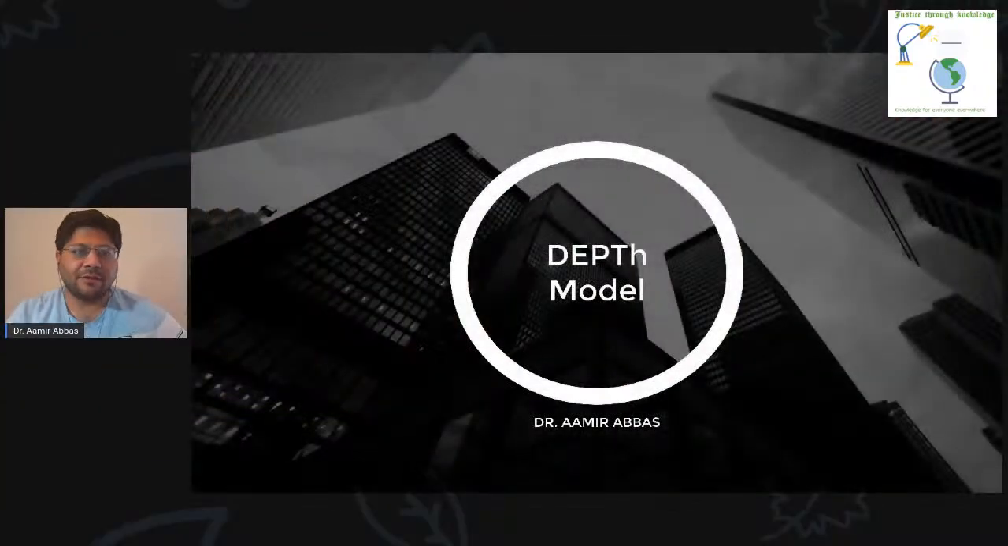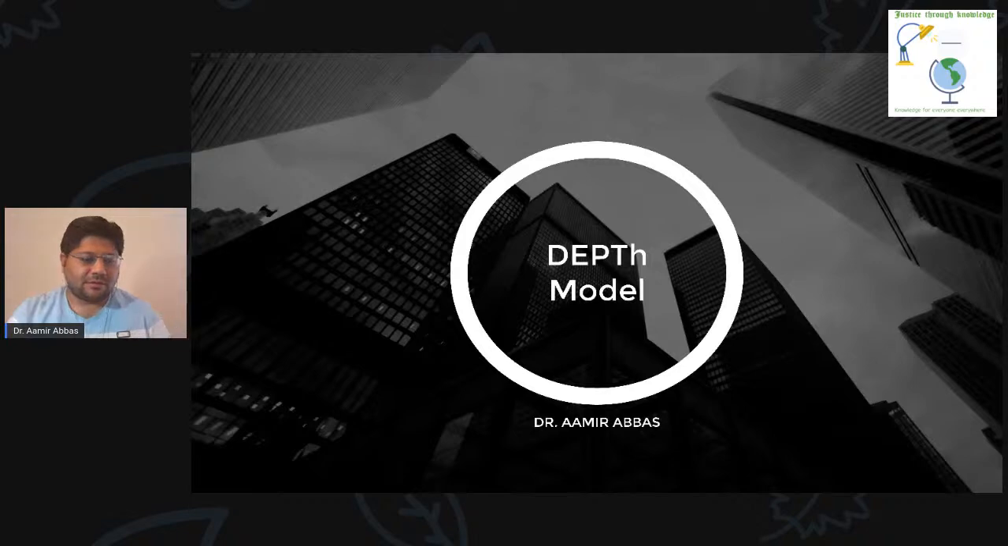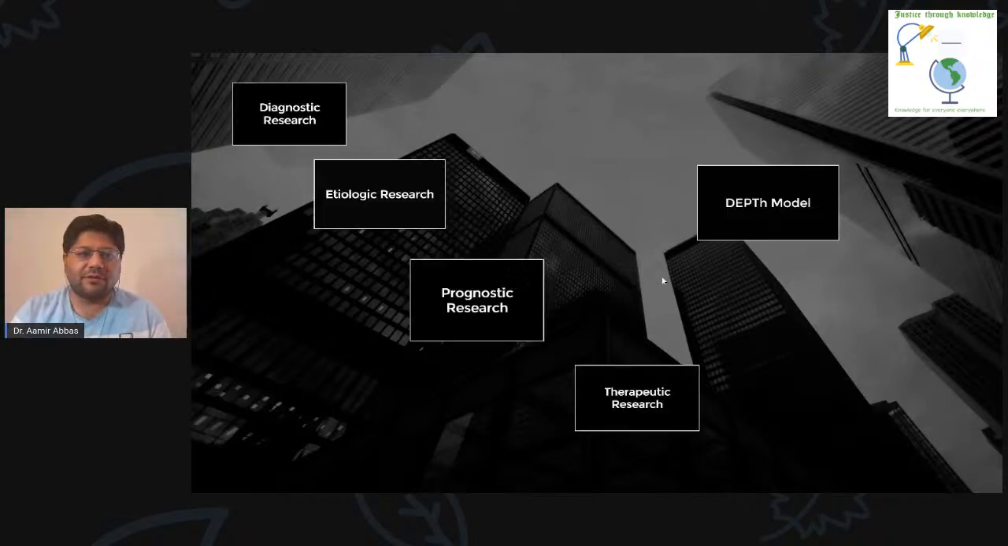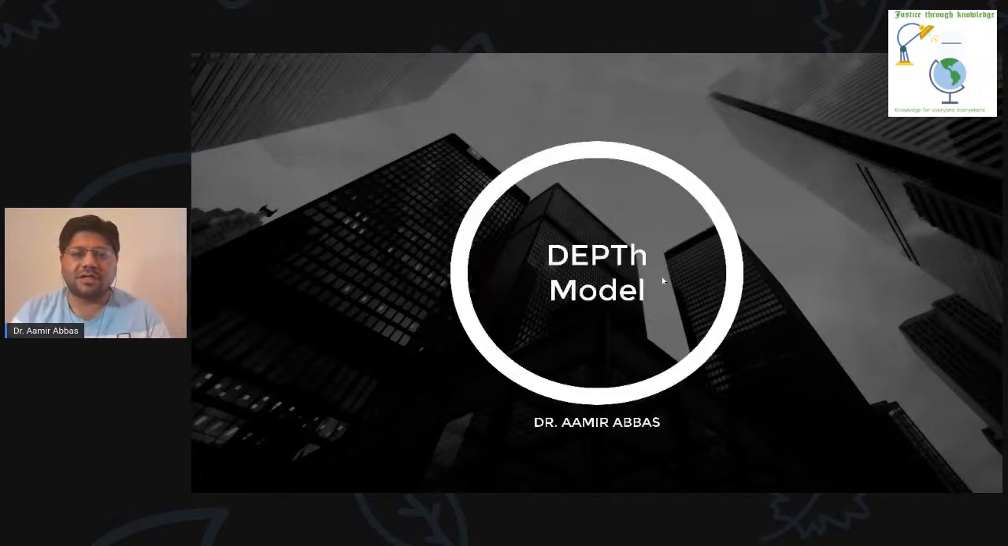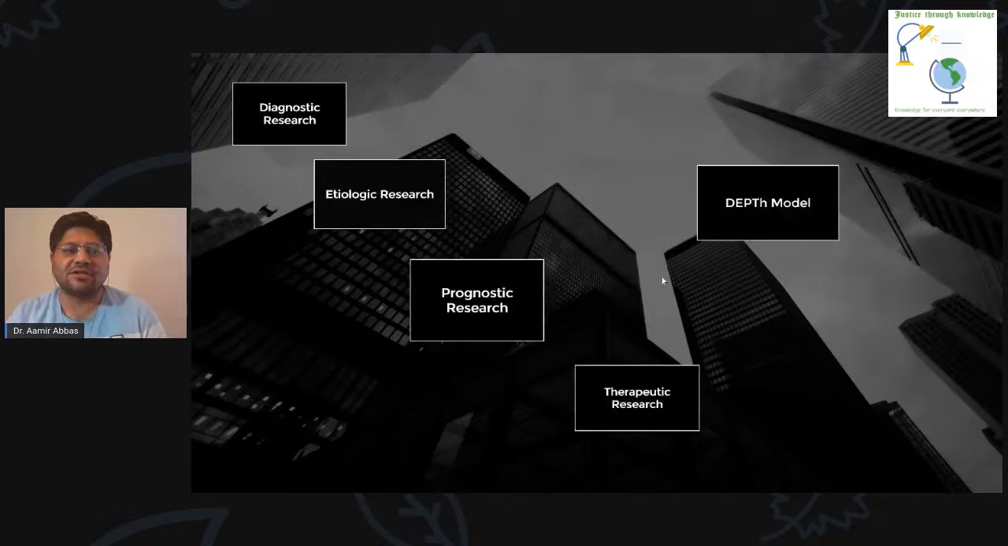Without any further delay, I'm going to go into today's topic, which is the DEPTH model. This is more relevant for clinical research, and whenever you are doing clinical research, you need to understand what a DEPTH model is. DEPTH is an acronym which stands for D, E, P, and TH. And as I said, that applies to clinical research, which means that whenever you're doing clinical research, you are doing either diagnostic research, etiological research, prognostic research, or therapeutic research.